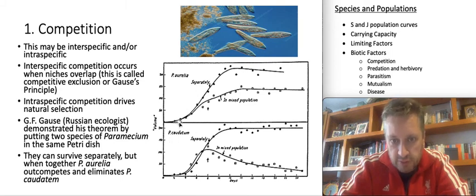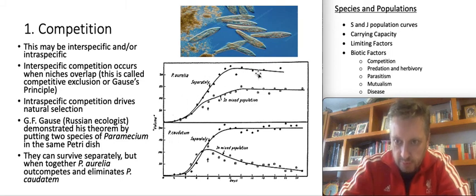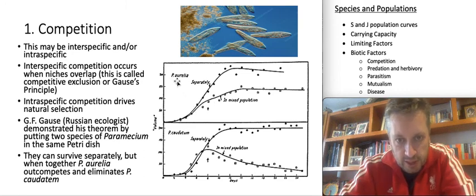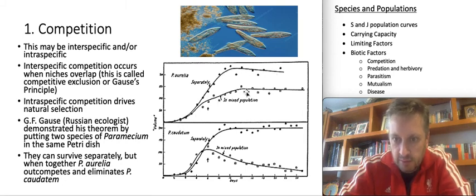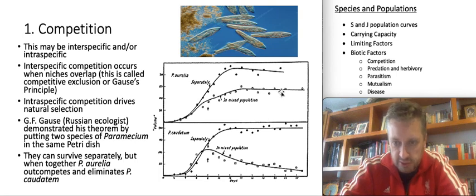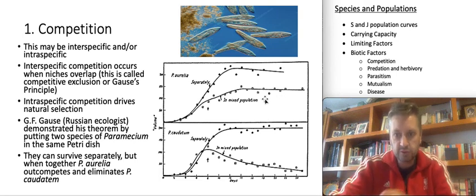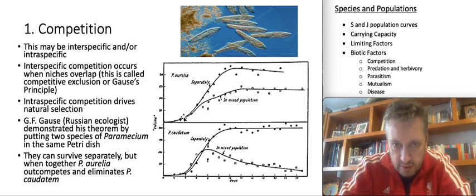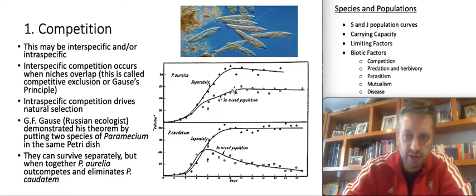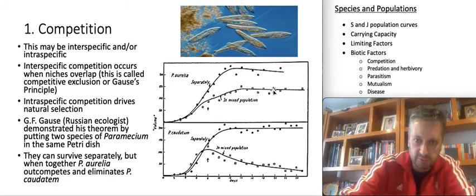Now these 2 curves in each box, on the top box this represents the growth curves for Paramecium aurelia, first of all grown on its own and then grown in a mixed population with the other species, Paramecium caudatum. There's obviously an effect of competition when you put these 2 species together, but Paramecium aurelia basically holds its own. It reaches a carrying capacity, but a lower carrying capacity than before.